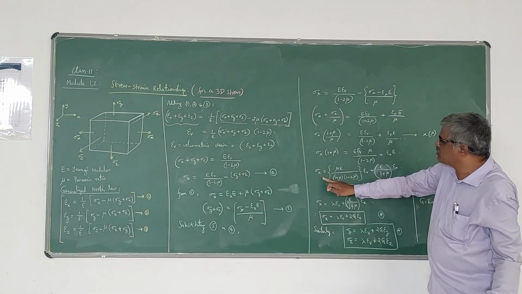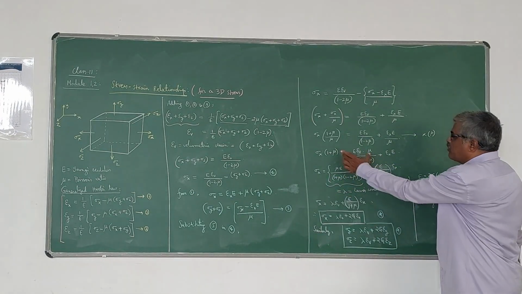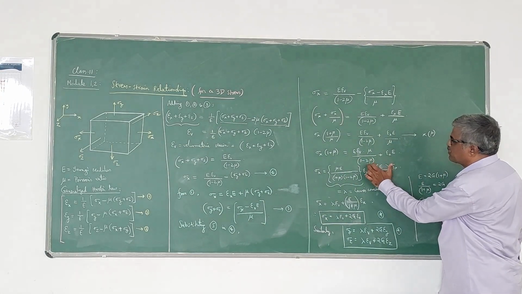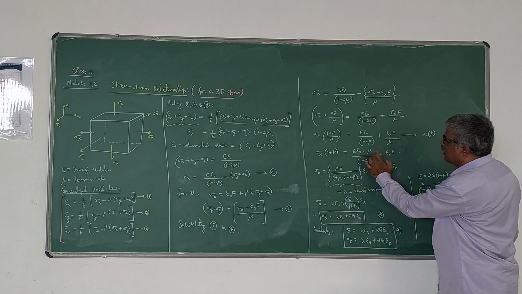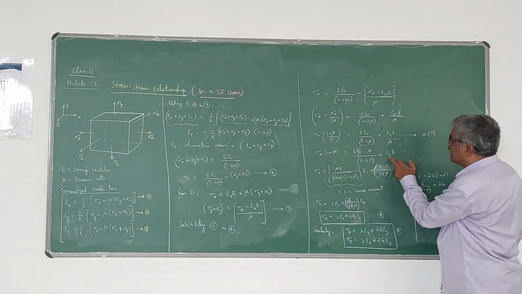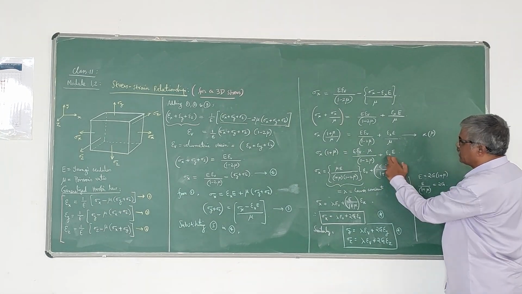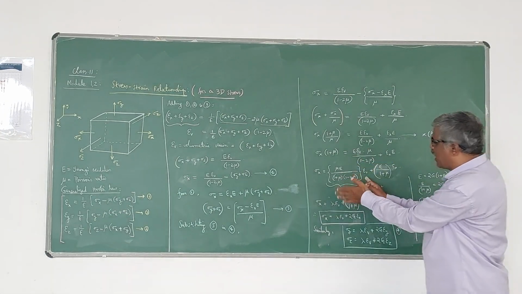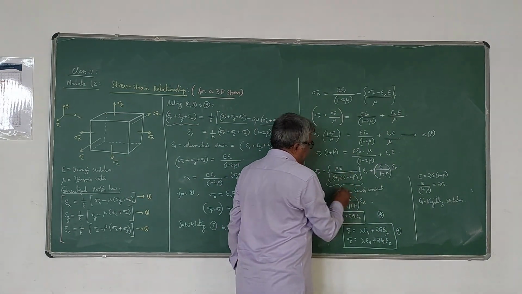Now sigma x will be, so this 1 plus mu will be brought to this side. So it has to be divided in both the terms. So it becomes E into epsilon v into mu divided by 1 minus 2 mu into 1 plus mu. Here it is plus epsilon x divided by 1 plus mu. You can see here, I have combined that and put a bracket here. The meaning of this is the entire thing.